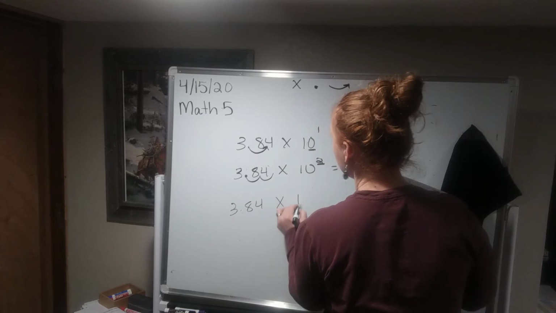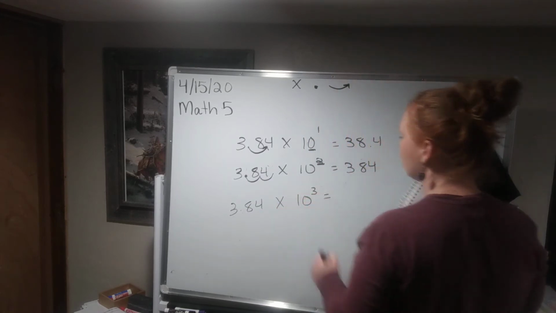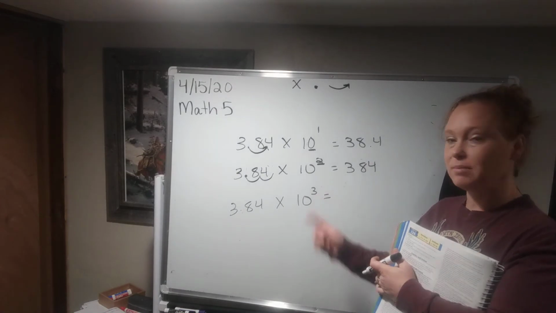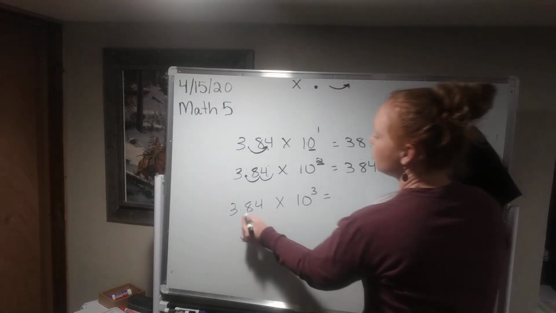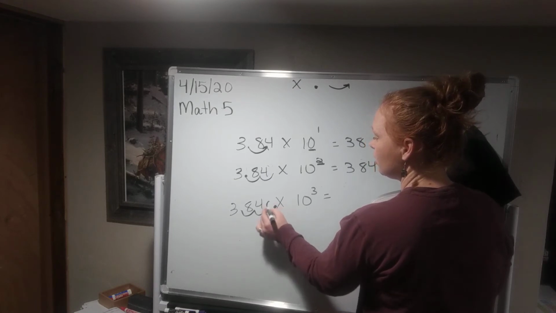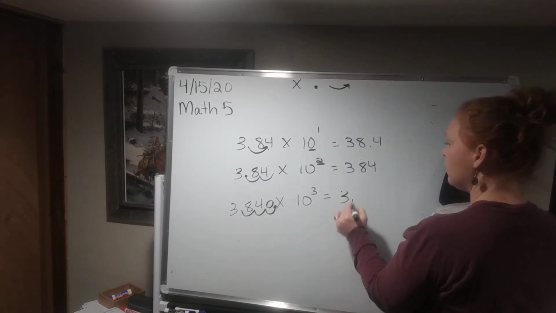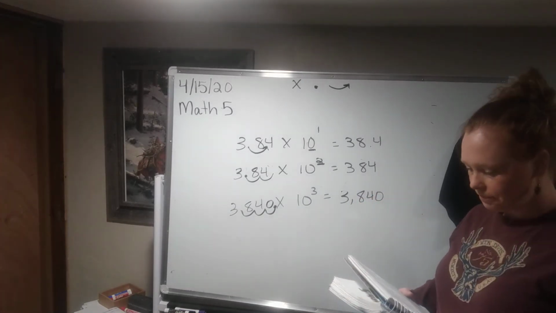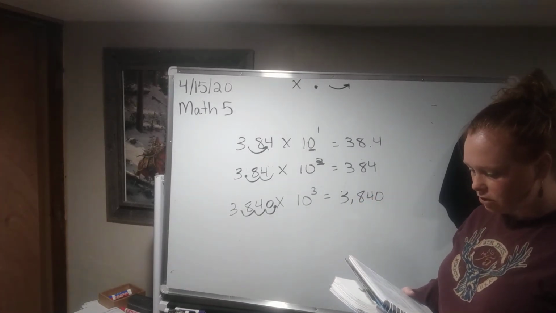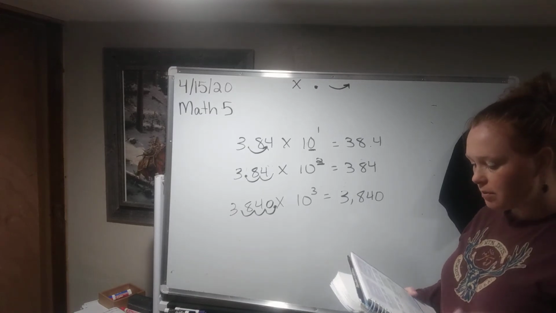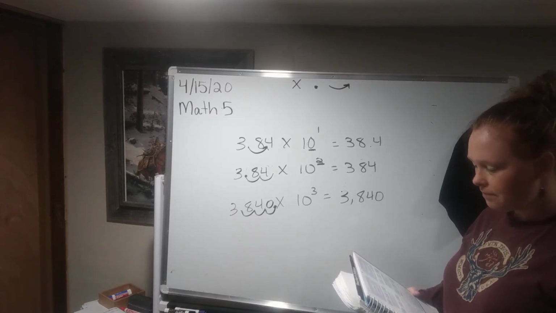Let me do another one. 3.84 times 10 to the third power. How many times do you think we need to move the decimal? 3 times, right? So let's move it. 1, 2. I need to annex a 0 in, so I get 3,840. So that's how you do powers. All right, let's flip to the back page.